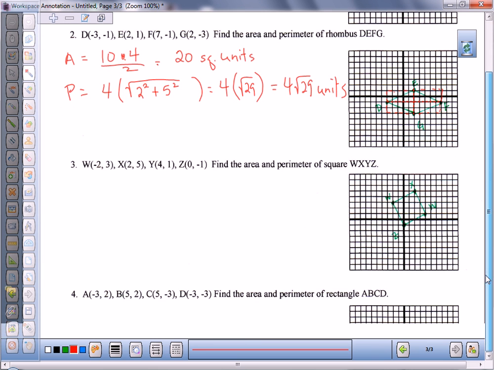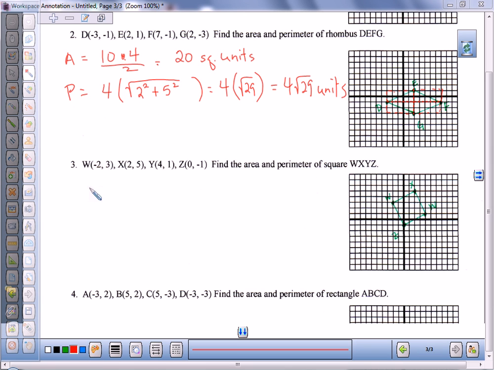Okay, number 3. It goes ahead and tells us it's a square. We could prove it's a square by showing that opposite sides are parallel, or that we have 4 congruent sides, and that we have perpendicular lines here forming our 90-degree angles. But today we're just going to find the area and perimeter. So for this, we just need the distance of the side.